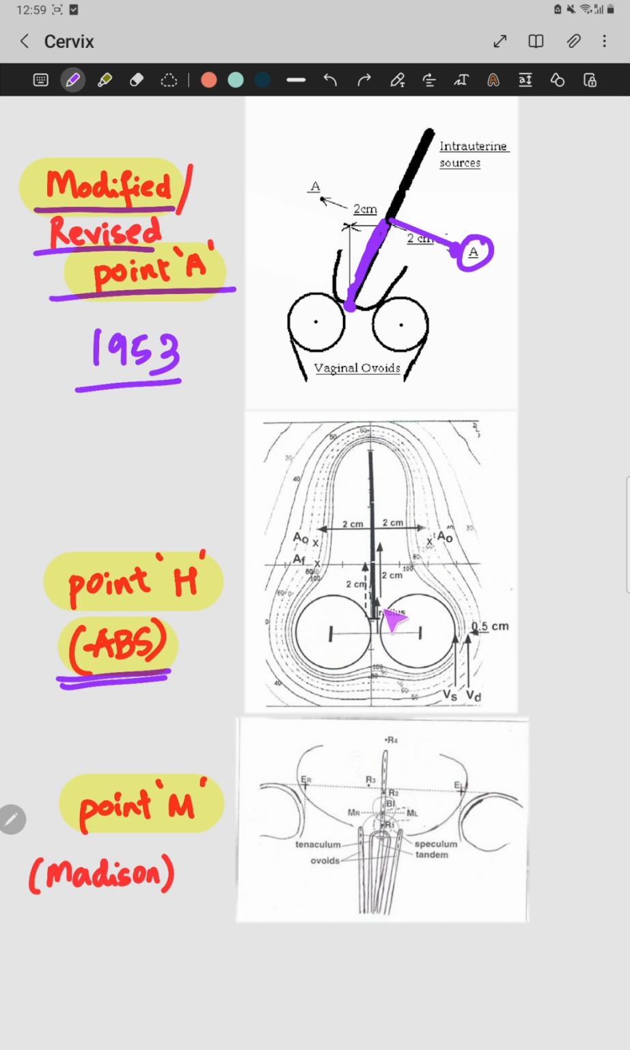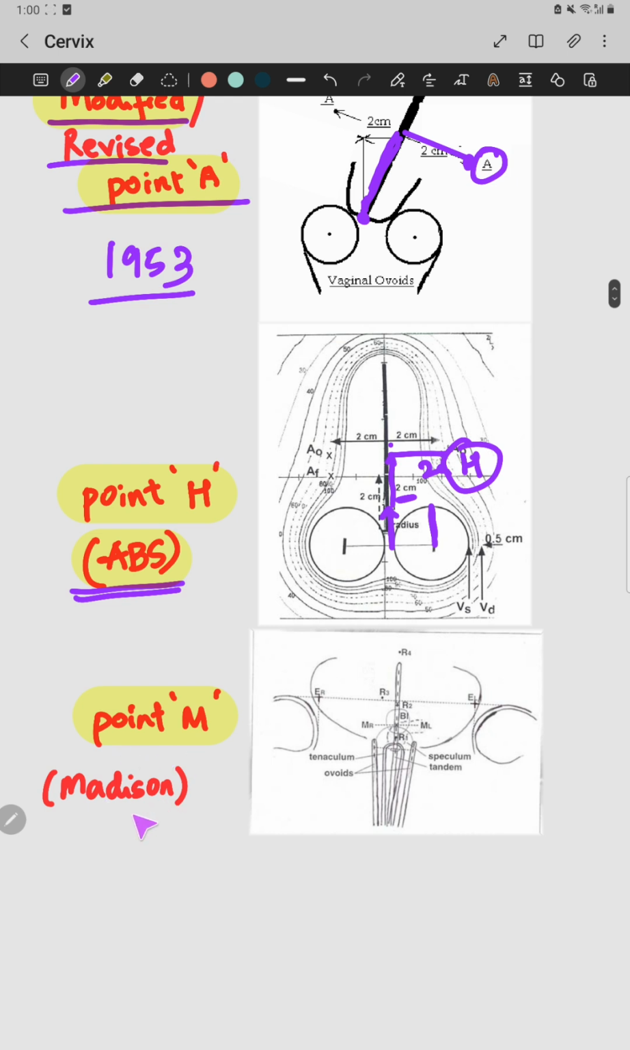Point H is when they add the radius of the ovoid from that point, 2 centimeters above, and from that point 2 centimeters lateral. This will be your point H. And I'll tell that again just to clear. So this is the radius of the ovoid. From that point take 2 centimeters above and 2 centimeters lateral, that will be point H according to ABS.